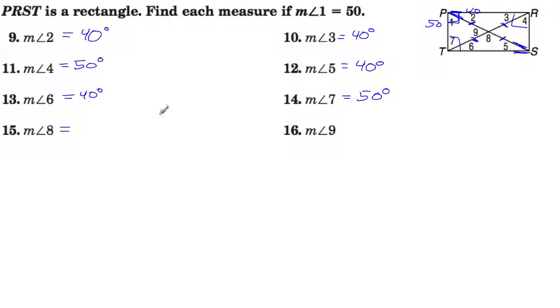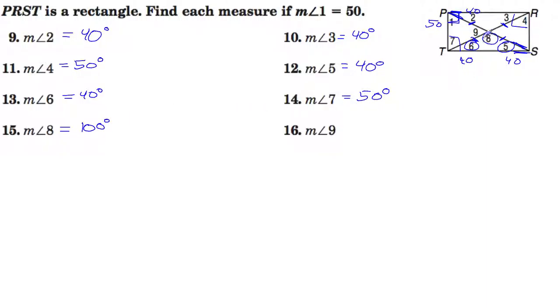Angle 8 is actually a little bit different. So we can see that angle 6 is 40. Angle 5 is 40. Together they make 80 degrees. All three angles here are inside one triangle, which is 180 degrees total. So if I subtract the 80 degrees I already have, angle 8 is going to be 100 degrees.